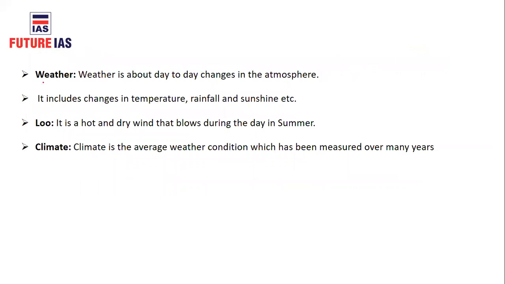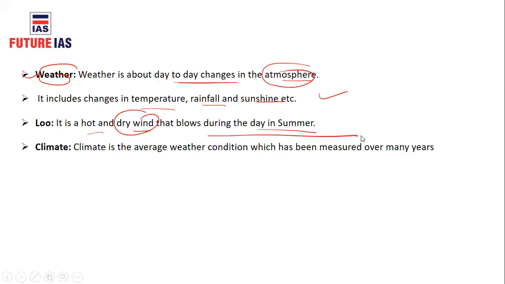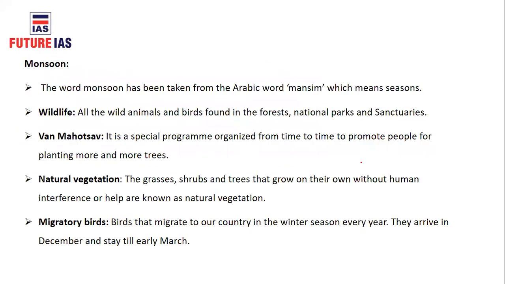Okay, when you say the weather means day-to-day changes in the atmosphere. Okay, it includes the components, for example, temperature, rainfall, and the sunshine, which changes day to day. The Lu is nothing but hot and dry wind, which blows in the daytime during the summer. And the climate is average weather condition, which is measured over many years, let's say for 30 years and 40 years. Okay. मानसून की बात करेंगे.